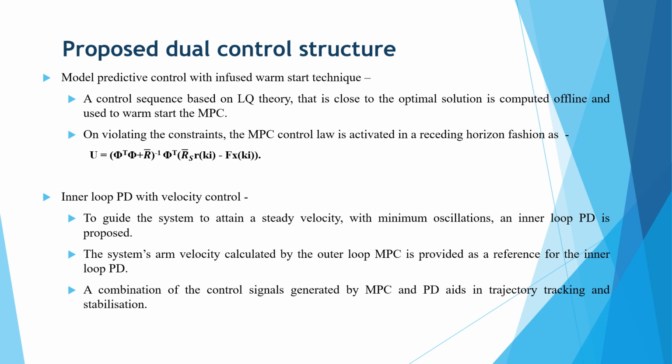In the case of inner loop PD, the system's arm velocity that is calculated by the outer loop MPC is provided as a reference for PD, and this inner loop PD is used to guide the system to attain steady velocity and minimize oscillations. A combination of both these controls from MPC and PD helps in trajectory tracking and stabilization.